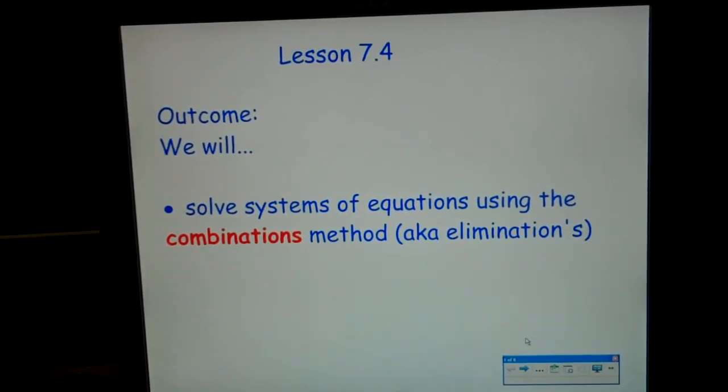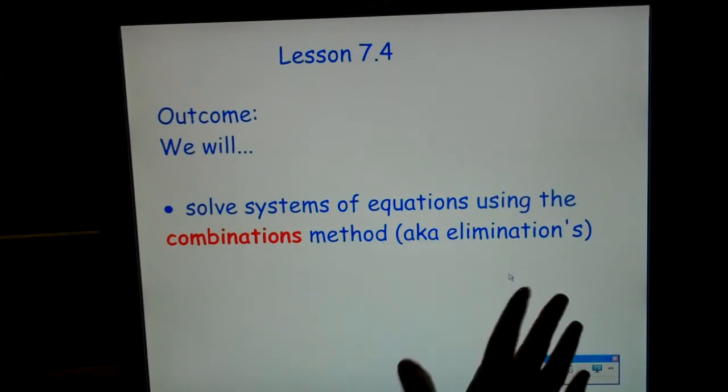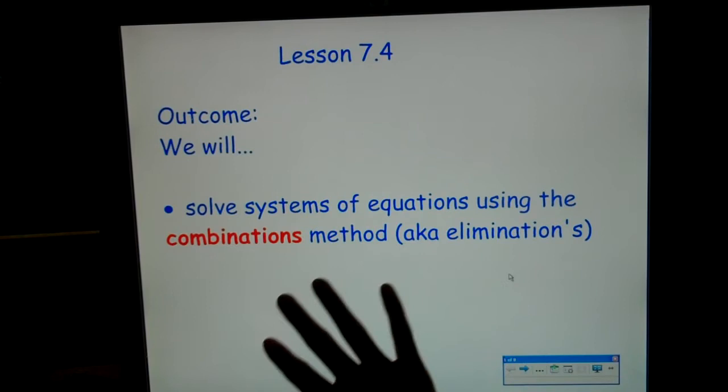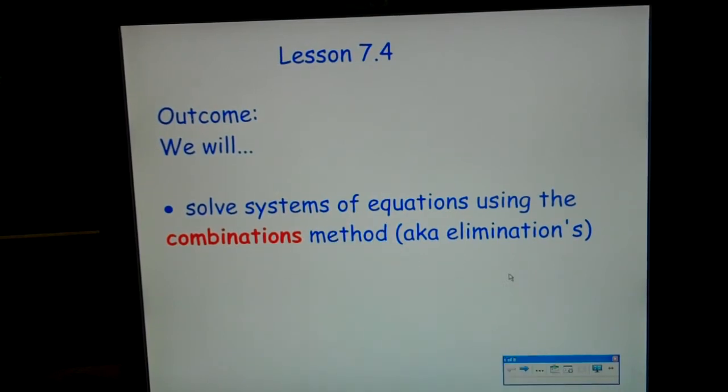Lesson 7.4. We will solve systems of equations using the combinations method, also known as elimination. So it has two names, combinations or elimination. We will try to refer to it as combinations, okay? But its street name is elimination. So please have that down.